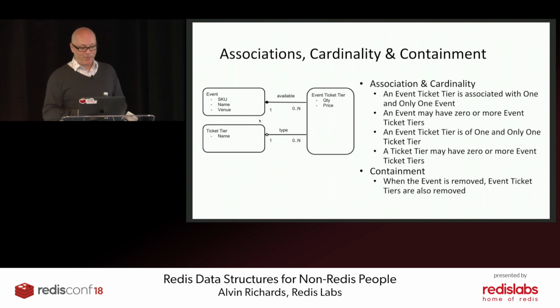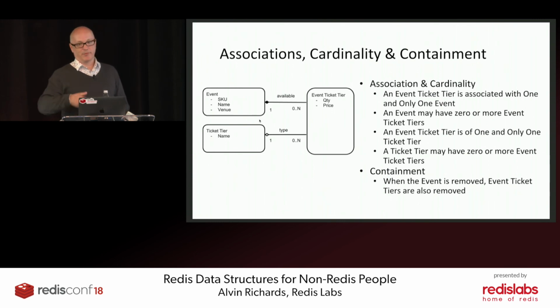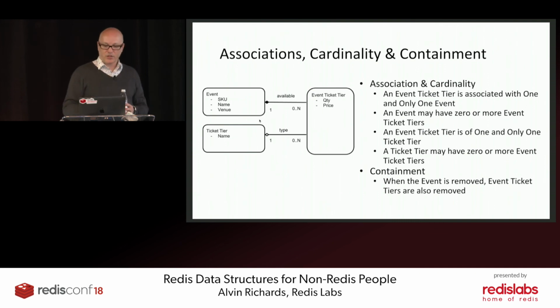Well, before we think about that, we've also got to think about the associations, cardinality, and containment, right? So I won't read through this, but what this diagram is saying is for a given event, there may be 0 or more tiers of tickets available, okay? But it's also saying when I delete the event, I want to delete all those ticket tiers as well. In a relational database, that would be a delete cascade relationship. In JSON, because you've embedded, you delete the JSON document, everything within that document gets deleted as well. So you've got to think about the cardinality of those relationships, but also those containment rules.